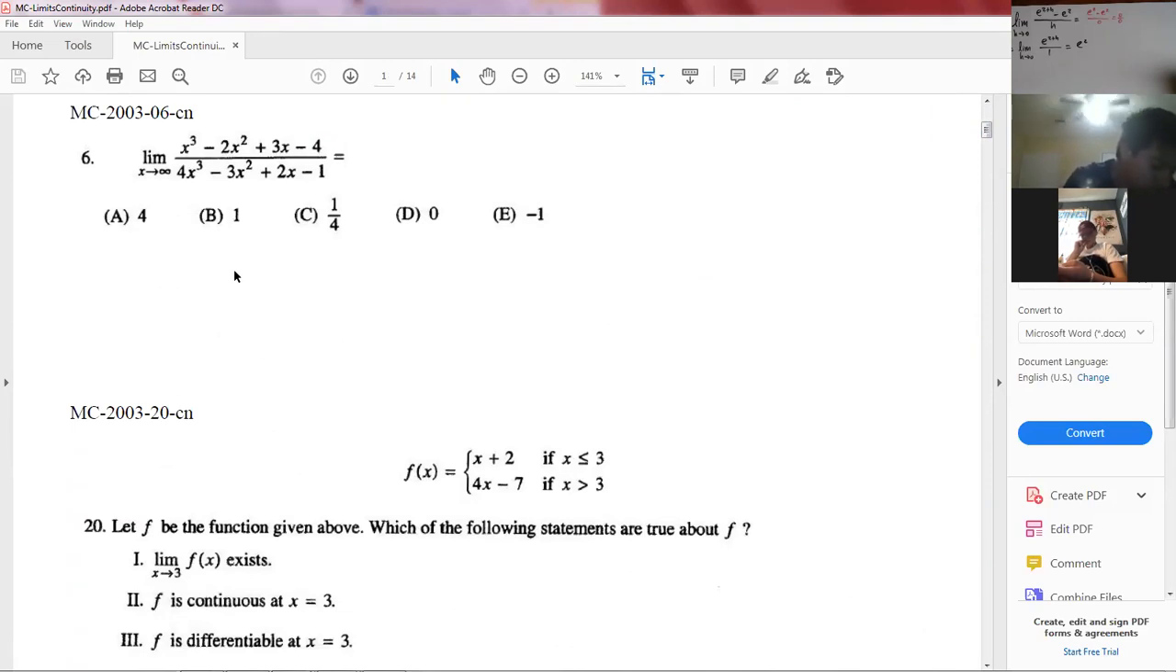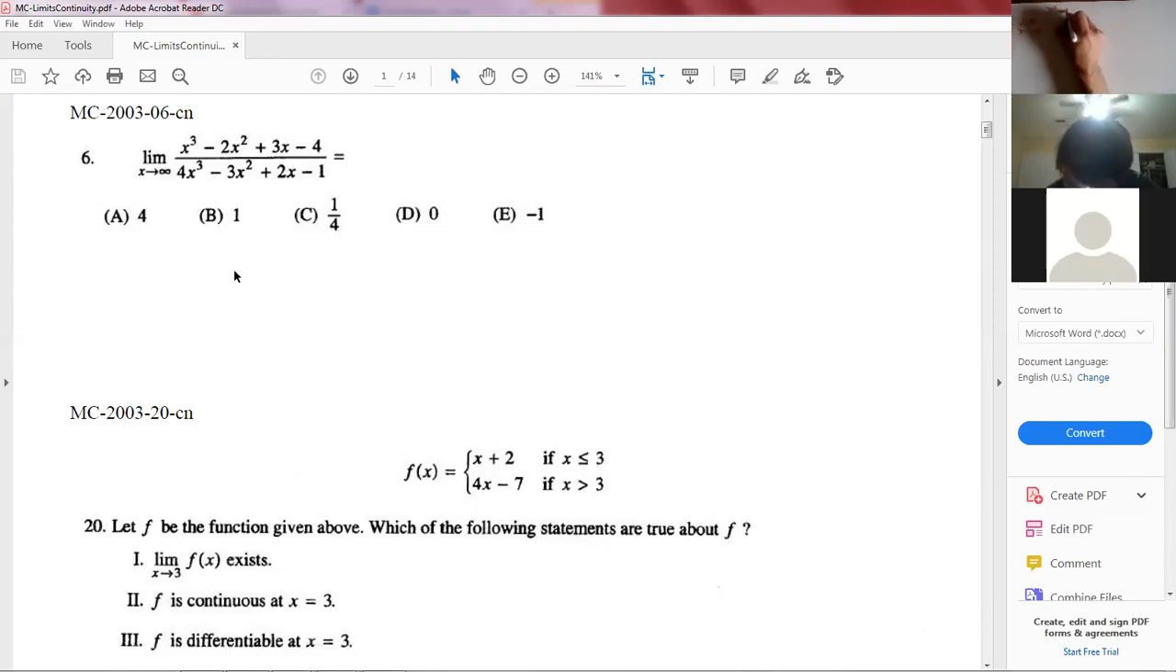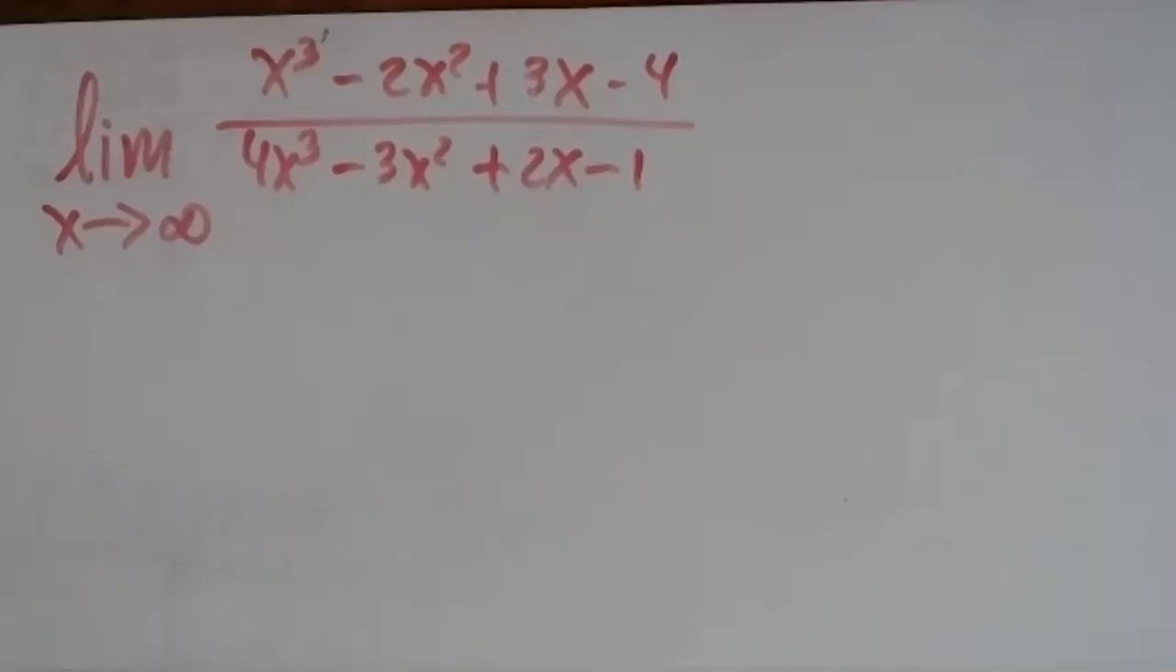So in this case, what is the trick I want you to learn? It's very simple, right? Let me just write the expression. Limit at infinity of x cubed minus 2x squared plus 3x minus 4 over 4x cubed minus 3x squared plus 2x minus 1. Okay, let's go back to the board. This is the board, correct?